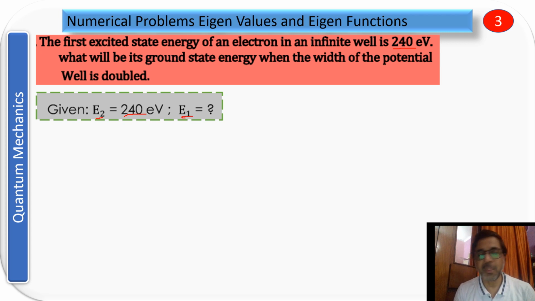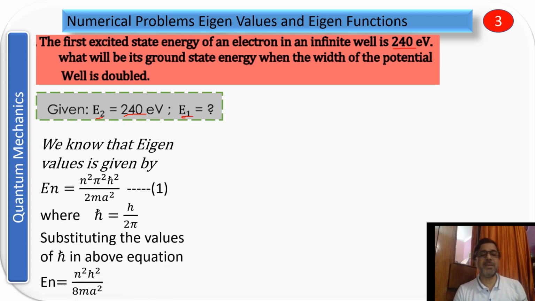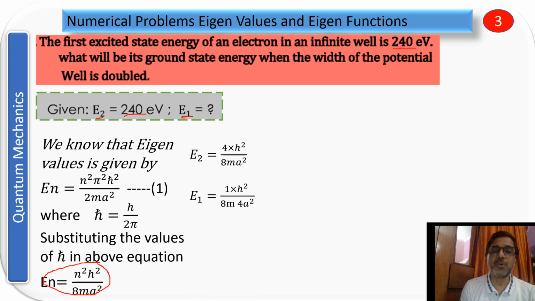So here what we can say, we know that En equals n square h square upon 8ma square. Directly you can use this formula. I have just shown this for your remembrance. We know that the energy of any nth state, that is the eigenvalue, is given by n square h square upon 8ma square.